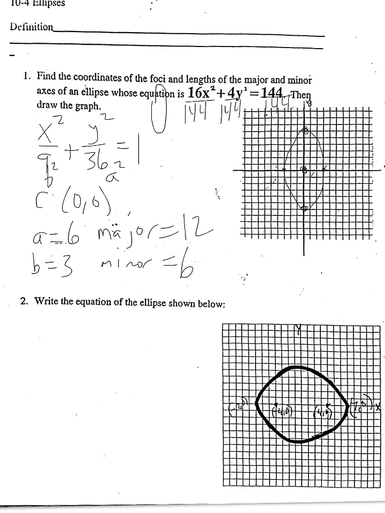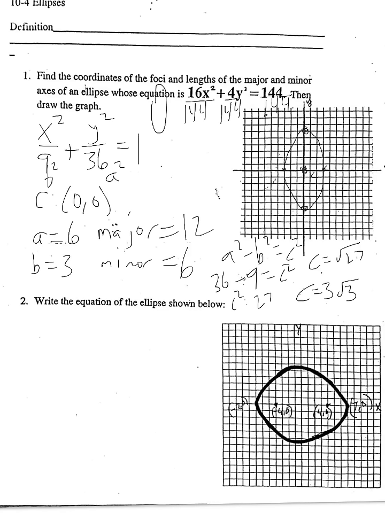The other thing we want to find is where are those dang foci? So we use the a squared minus b squared equals c squared equation. We know a squared is 36, b squared is 9. So c squared is 27. So c is the square root of 27. But we want to simplify everything, so if you simplify the square root of 27, you guys all have your own strategies in doing that, but c would be 3 square root of 3.